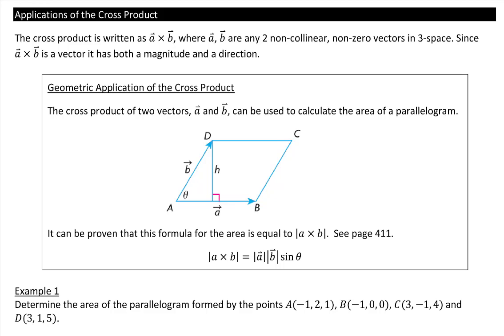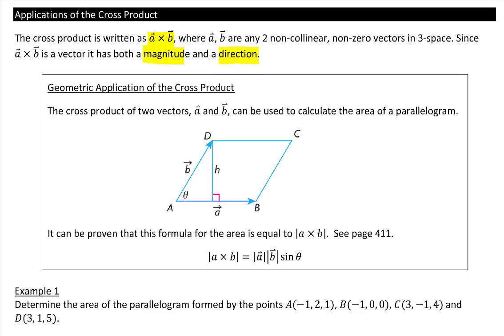So let's take a look at some applications of the cross product. Remember that the cross product is written as A cross B, where A and B are any two non-collinear, non-zero vectors in 3-space. Since A cross B is a vector, it has both magnitude and direction.